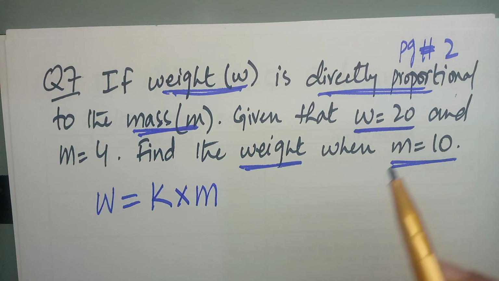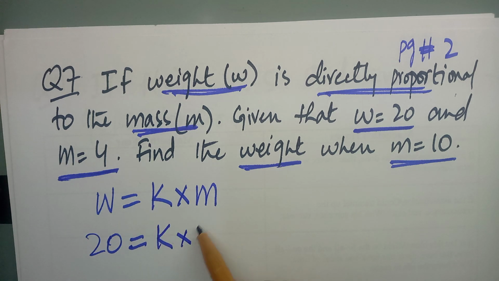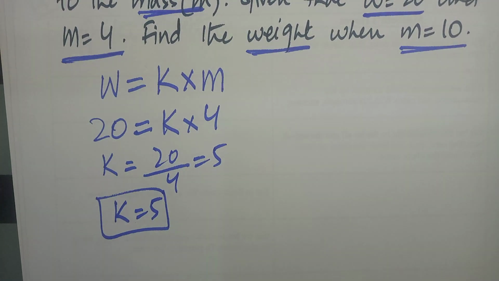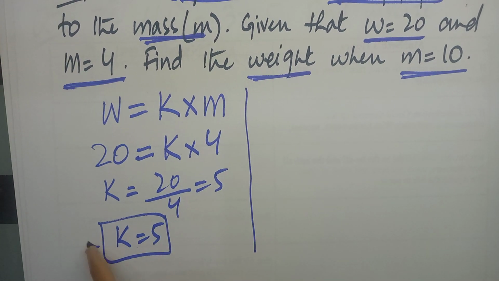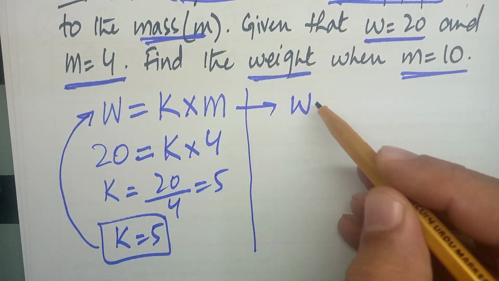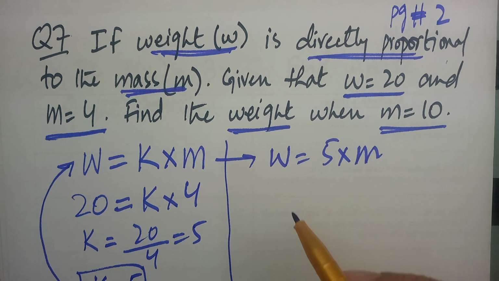We know that W equals 20 and M is equal to 4. So we need to substitute 20 in place of W and 4 in place of M to find out the value of K. So 20 divided by 4 gives you 5. So the value of K is equal to 5. And once you get the value of K, you need to substitute it into the equation, and your equation becomes W equals 5 times the mass M.